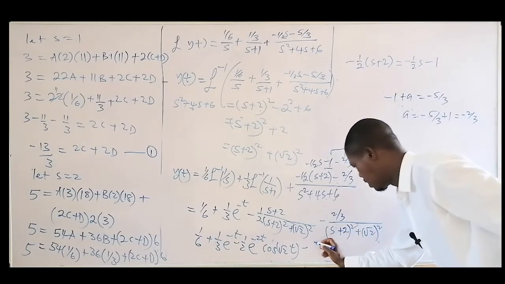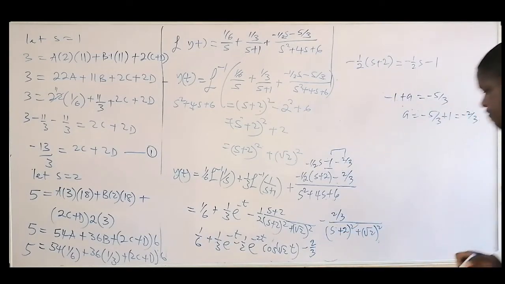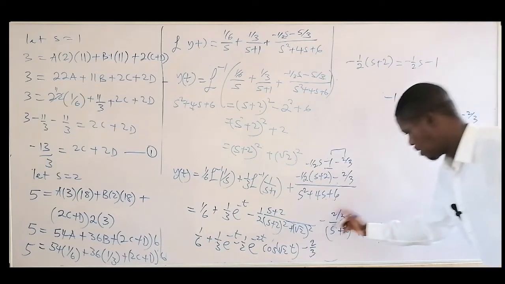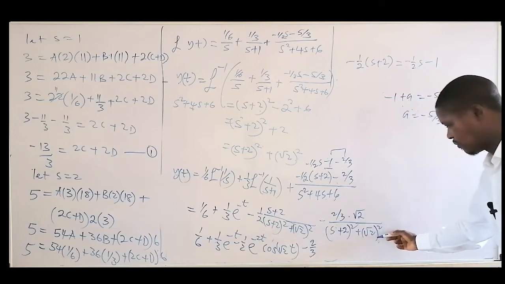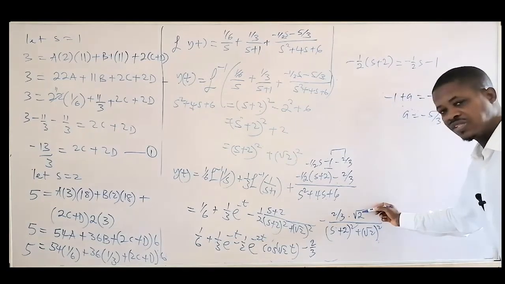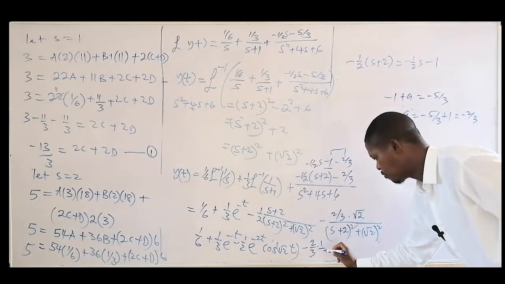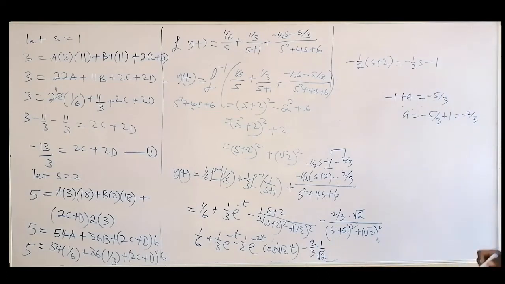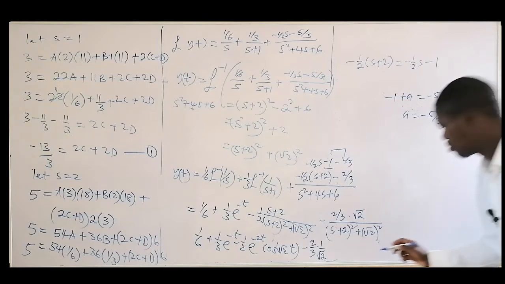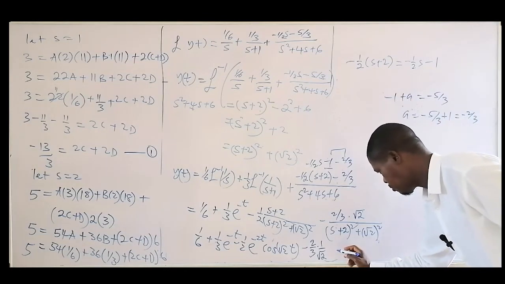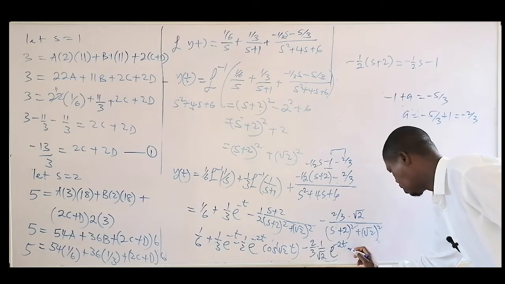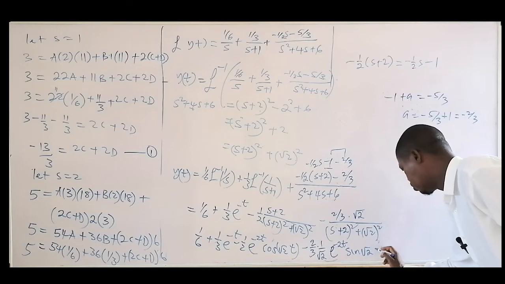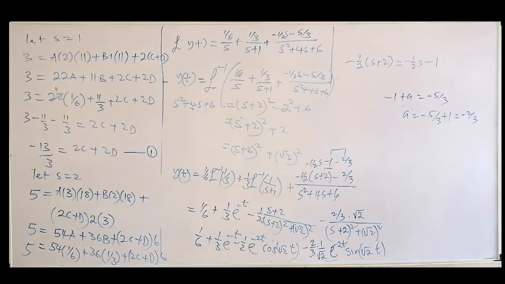The 2 over 3 can come down. If you go outside, we expect to have root 2 here because we have root 2 square here. And if you introduce it here, then you need to cancel it outside with 1 over root 2. And that will be equal to exponential minus 2t sine root 2t. And that's the answer for that.